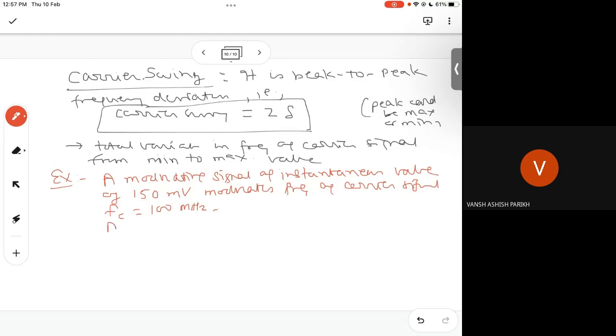And also it is given that the deviation constant of the FM modulator is Kf. Okay, Kf is the deviation constant, which is given as 30 kilohertz per volt. Now, somebody asked me that the units are not matching.